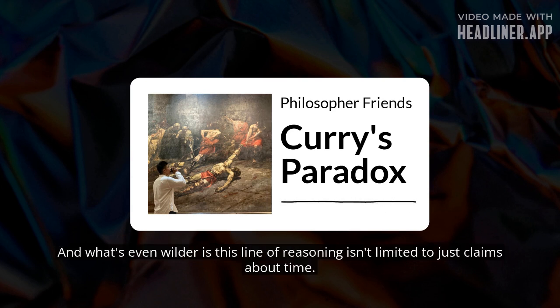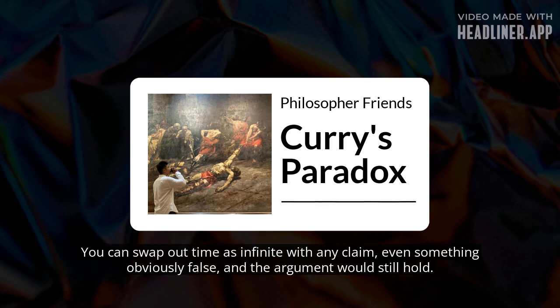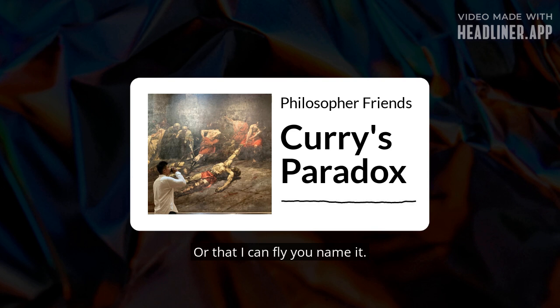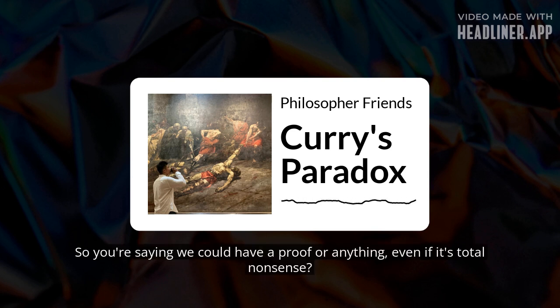And what's even wilder is this line of reasoning isn't limited to just claims about time. You can swap out "time is infinite" with any claim, even something obviously false, and the argument would still hold. Wait, so you could prove that the Earth is flat using this structure? Yep. Or that I can fly. You name it. That's where things start to get really weird for me. So you're saying we could have a proof for anything, even if it's total nonsense?